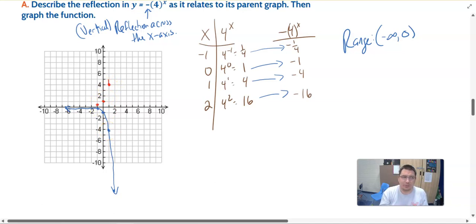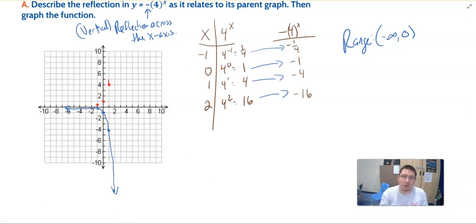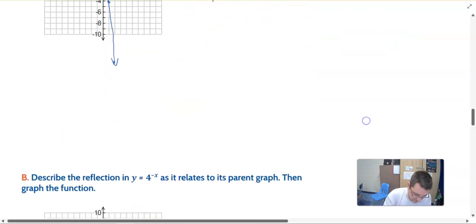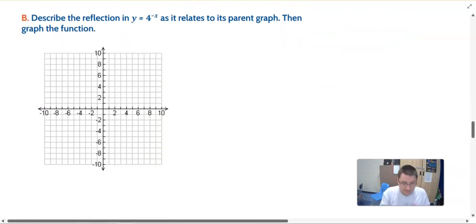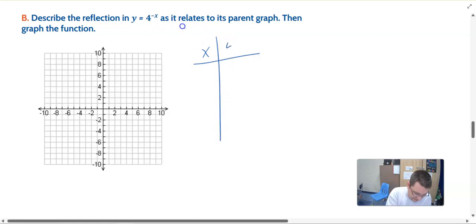Okay, so let's look at example B and look at how reflection works when we reflect it across the y-axis instead. We've got 4 to the -x in this case. And so we've got those same 4 values for our parent function that we had in the previous example. -1, 0, 1, and 2. And 4 to the -1st is 1/4. And 4 to the 0 is 1. And 4 to the 1st is 4. And 4 squared is 16.